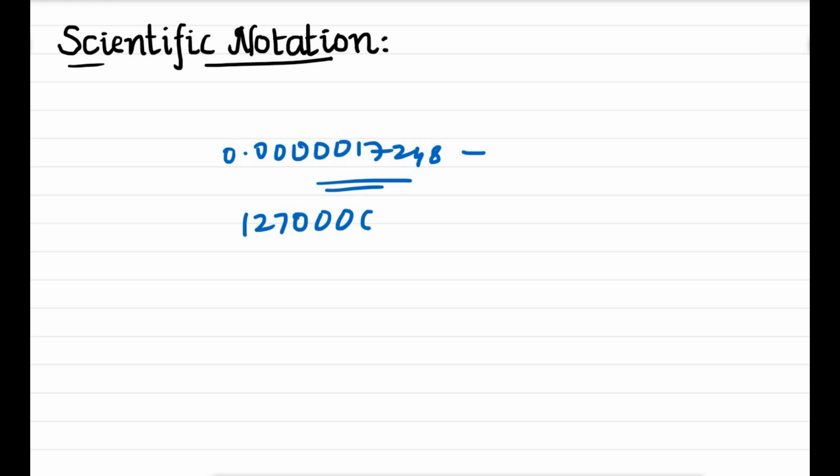Scientific notation is very popular because if I take the mass of the earth or something very large, numbers like 0.000017248 are a little bit tough to read, and some more numbers like 127 followed by so many zeros, 20 zeros. So to avoid complexity, we use scientific notation.